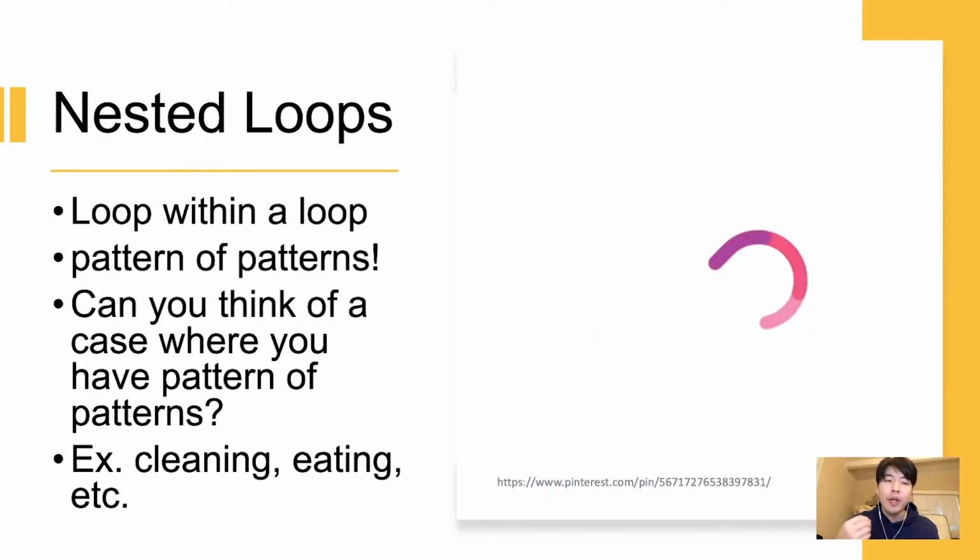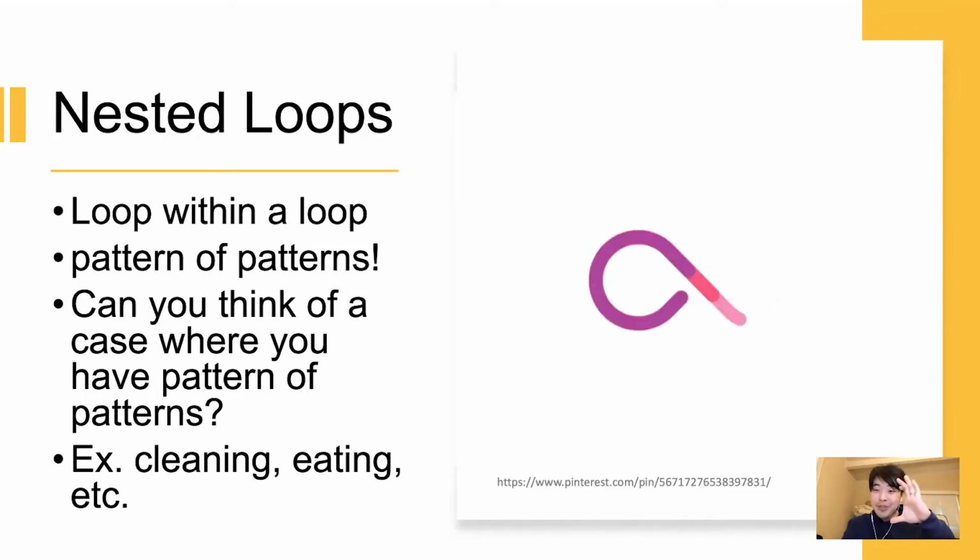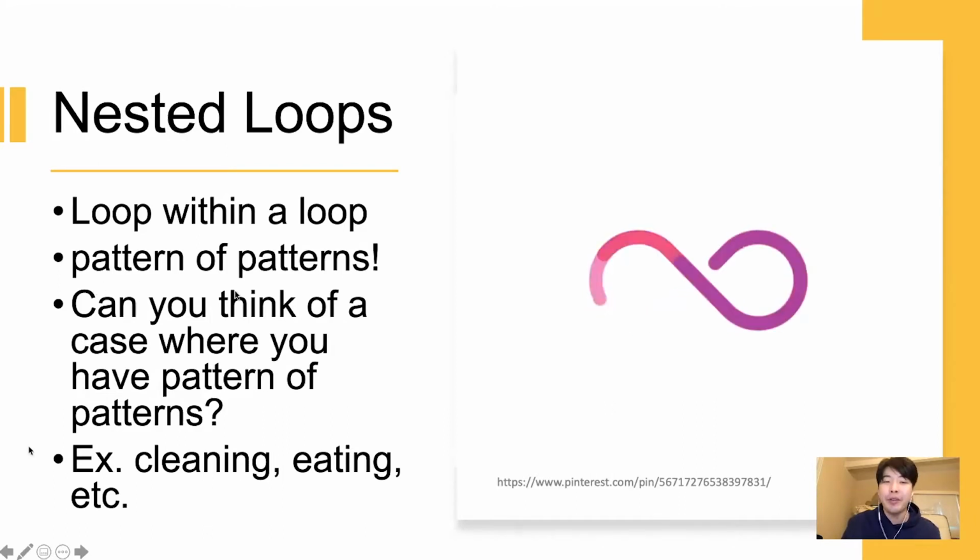So anyway, what are nested loops? A nested loop is just a loop within a loop, okay? So when you're looping through something, inside it there's another loop. This nested loop does not have to be one level, it doesn't have to be two levels. It can be multiple levels, but it can get really dangerous if you go deeper and deeper, okay? You can think of nested loops as a pattern of patterns, because it will loop within a loop.